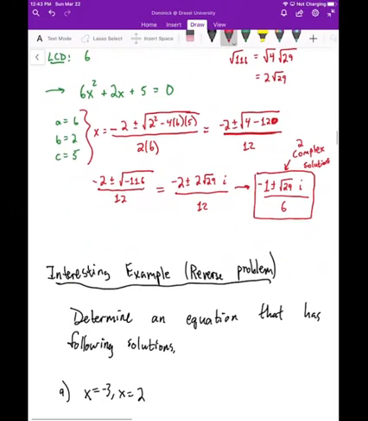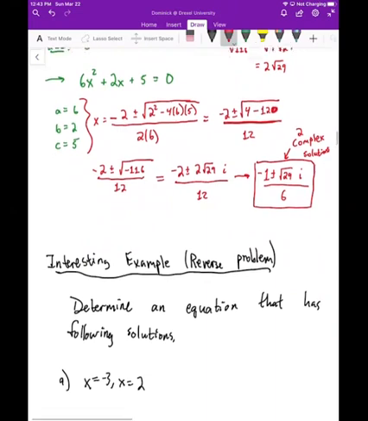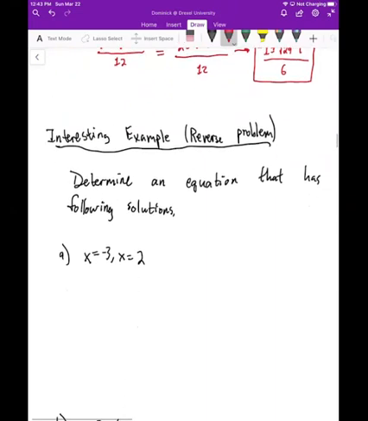Okay, now what I want to do next is look at an interesting question that does come up that we can now have the power to look at. In this case, we're going in the reverse direction. We want to determine an equation that has specific solutions. So in this first example, we want to come up with an equation that has -3 and +2 as its solutions. So essentially, the easiest way to do this is to rig it so that it has to be true.